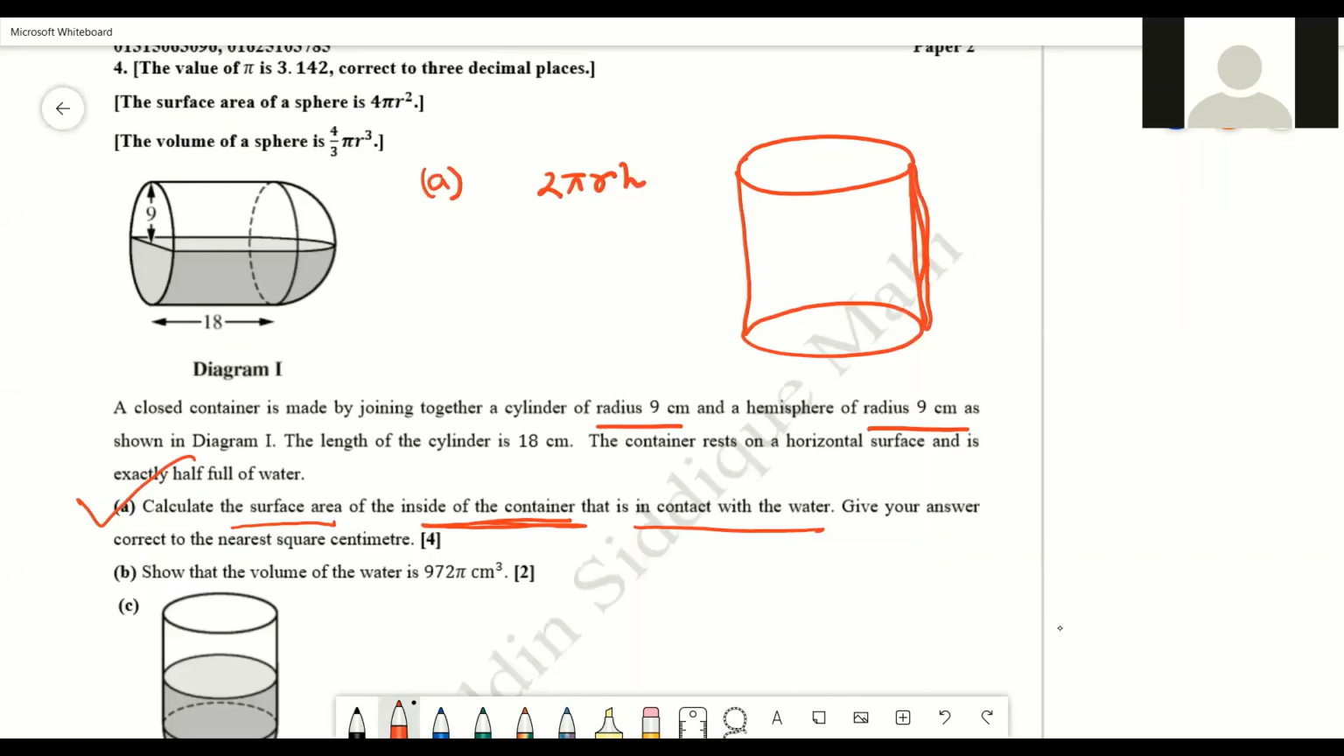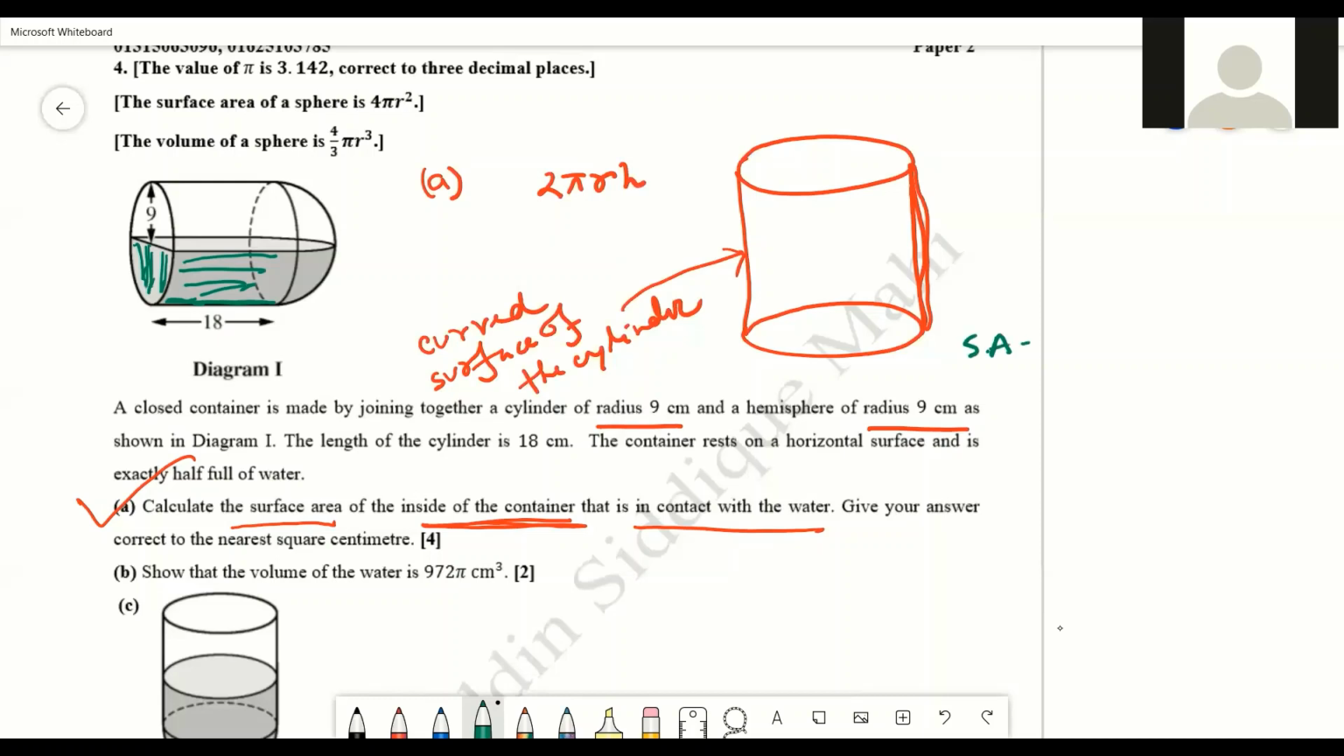I mean, say for example, this is a can. You are holding the can. The surface you are holding is actually the curved surface of the cylinder. Okay, so if you look here, the water is in contact with the curved surface of the cylinder, and also there is a semicircle in which the water has contact with the semicircular area as well. So let's start with the semicircle.